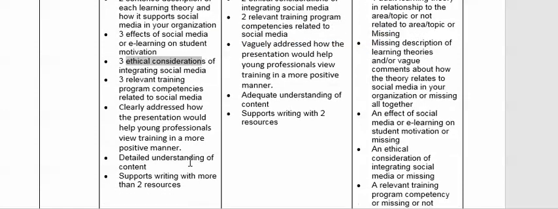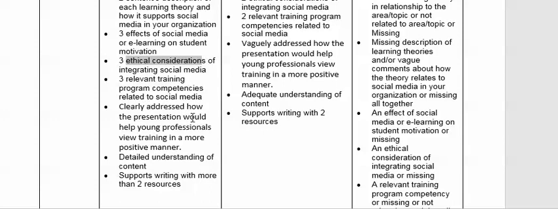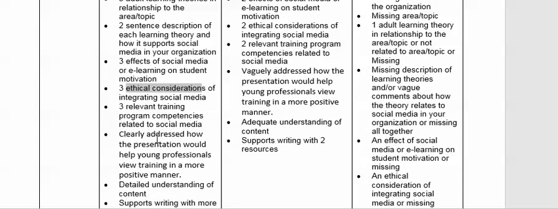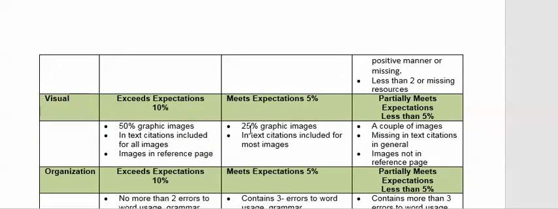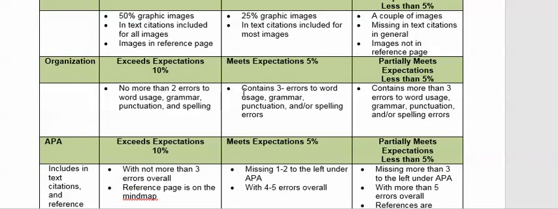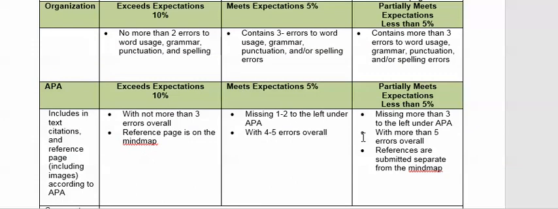to what's taking place. And then down here, clearly addressed how the presentation would help young professionals view training in a more positive manner. So that might be just like a little offshoot. That's like a little message to me. Whereas all of this is the presentation, and this is addressing how your particular assignment does this. And then detailed understanding, supporting with more than 2 resources. Must have graphic images, no more than 2 spelling errors, and this is your APA piece. So if you have any questions on this, just let me know.